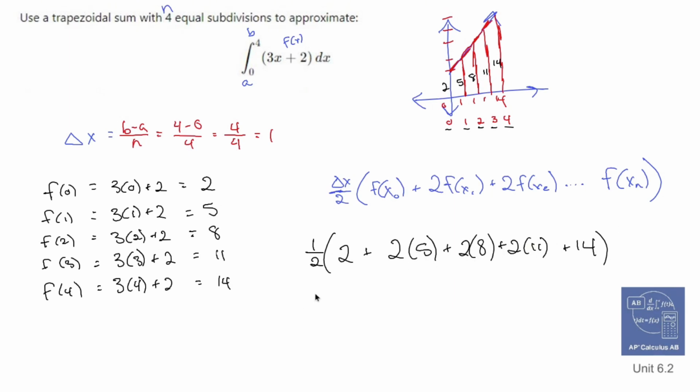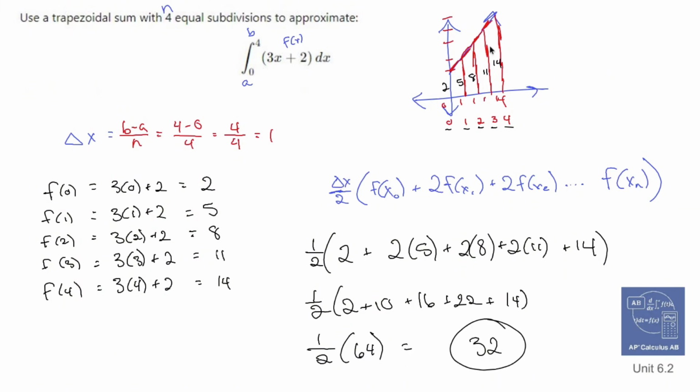When you do all that, you get half of 2 plus 10 plus 16 plus 22, the Taylor Swift special, plus 14. All of these numbers on the inside add up to 64, so half of 64 is going to be 32. Based on the picture that I drew, that is going to be an extremely accurate, if not an exact answer. So trapezoidal sum, wacky stuff, but fun.